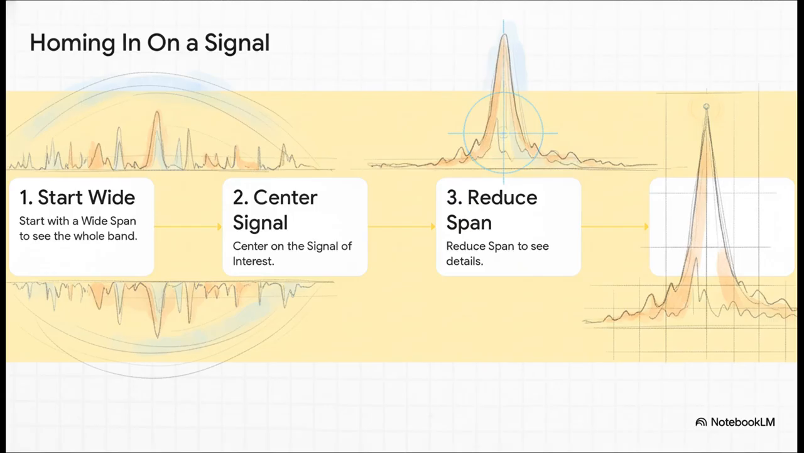First, you start wide. Use a wide span to get the lay of the land, see what's out there. Then you find your signal of interest and use the center frequency to put it right in the middle of the screen. From there, you just zoom in by reducing the span to see all those fine details. It's a simple, repeatable method for finding exactly what you need.